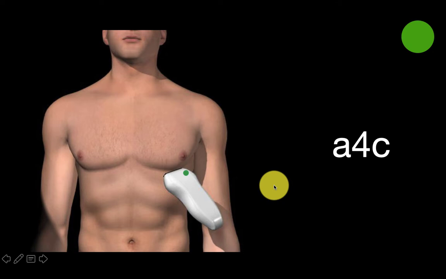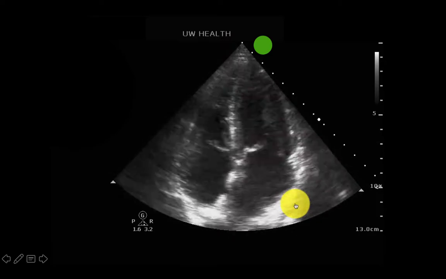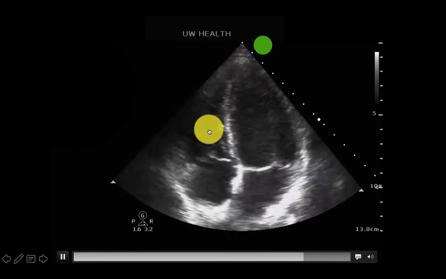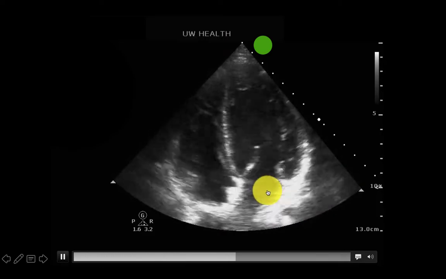So just to recap, for the parasternal long view, the indicator is pointing towards the right shoulder, for the parasternal short view, towards the left shoulder, and now for the apical 4-chamber view, towards the left elbow. Here's what a normal apical 4-chamber will look like. To recap, this is the right ventricle, and this is the right atrium. This is the left ventricle, and this is the left atrium here.